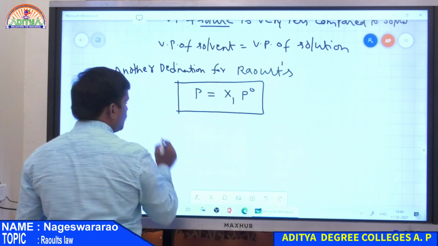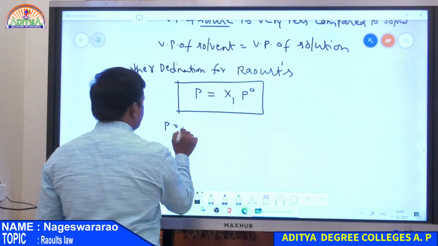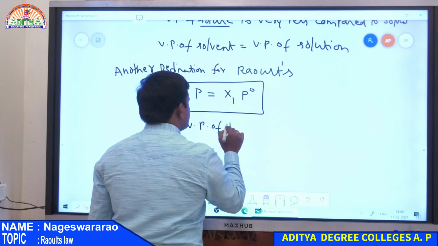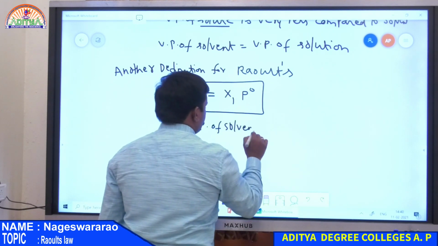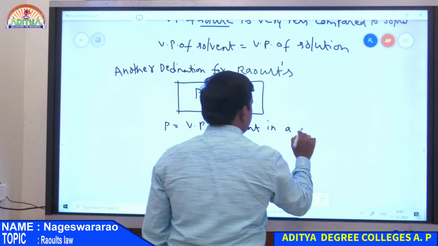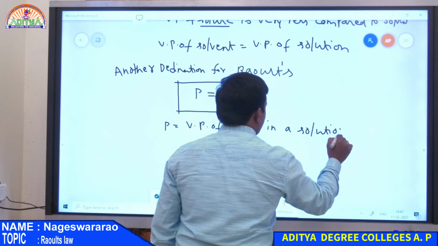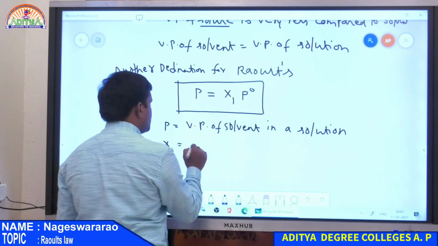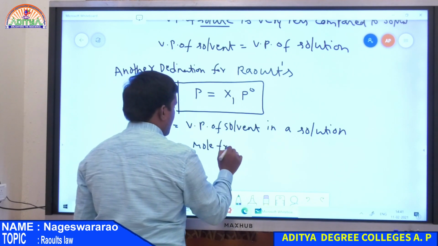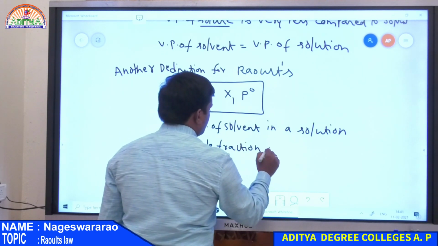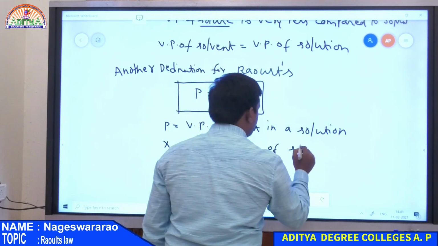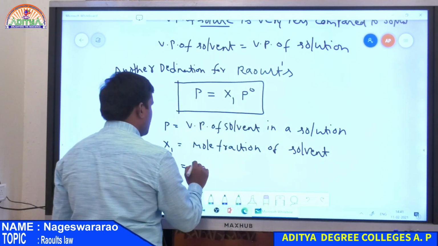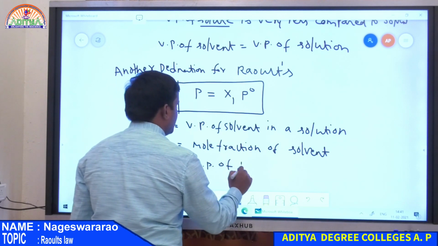Therefore, P is nothing but the vapor pressure of solvent in a solution. That is equal to the product of x1, the mole fraction of solvent, and P naught. P naught is nothing but the vapor pressure of pure solvent.